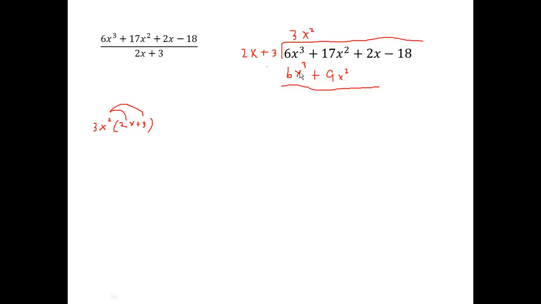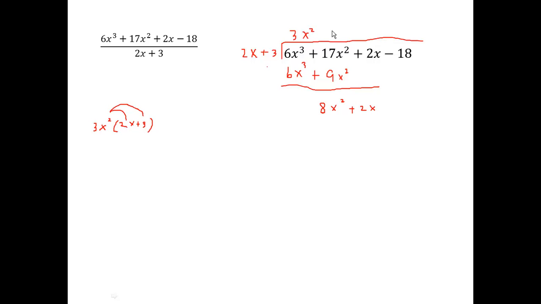So when I subtract it, 6x to the third minus 6x to the third is 0. I don't need to write that. You can if you want. And then 17x squared minus 9x squared gives you 8x squared. Good. Now we drop down the 2x, so plus 2x.